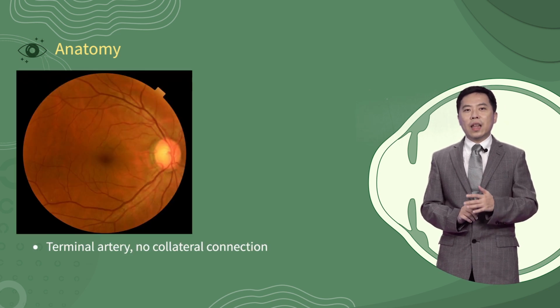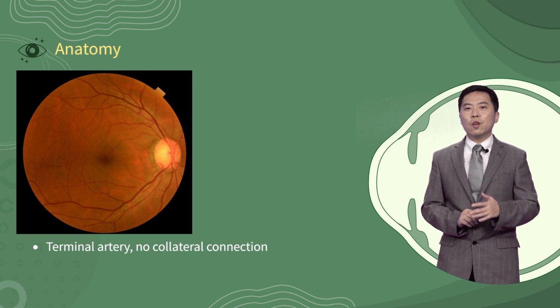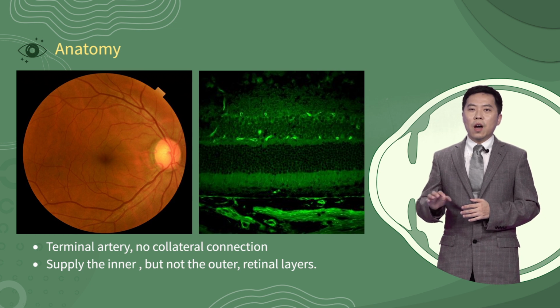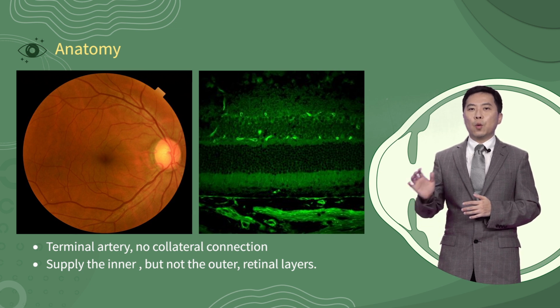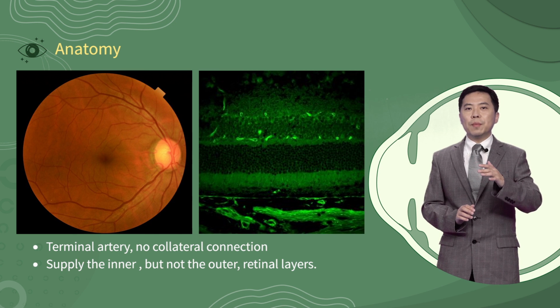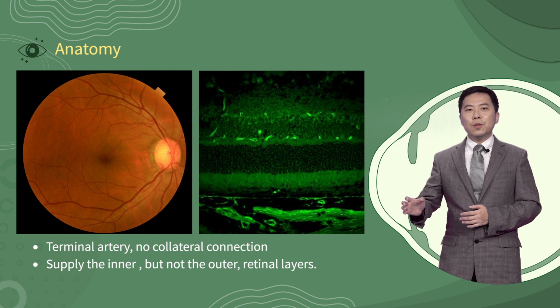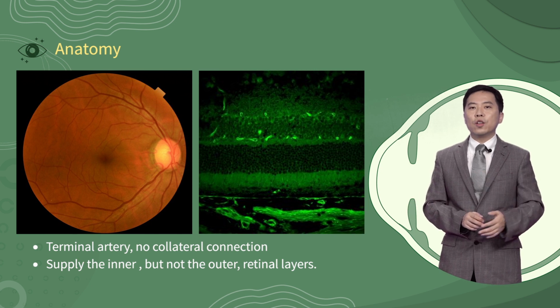The central retinal artery is a terminal artery. It means that there is no collateral connection and severe ischemia will develop if there is an occlusion in this artery. Another important point is that the central retinal artery only supplies the inner layers of the retina, from the internal limiting membrane to the outer plexiform layer. The outer retinal layers, from the outer nuclear layer to retinal pigment epithelium, are supplied by choroidal vessels.